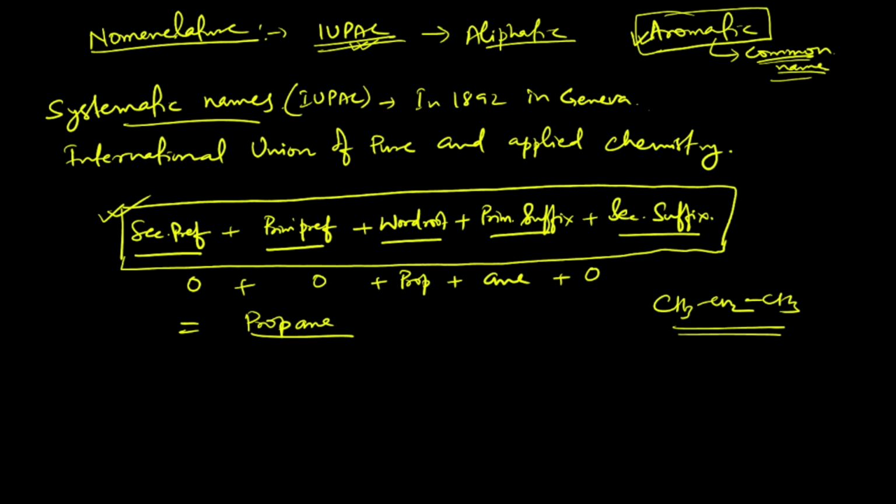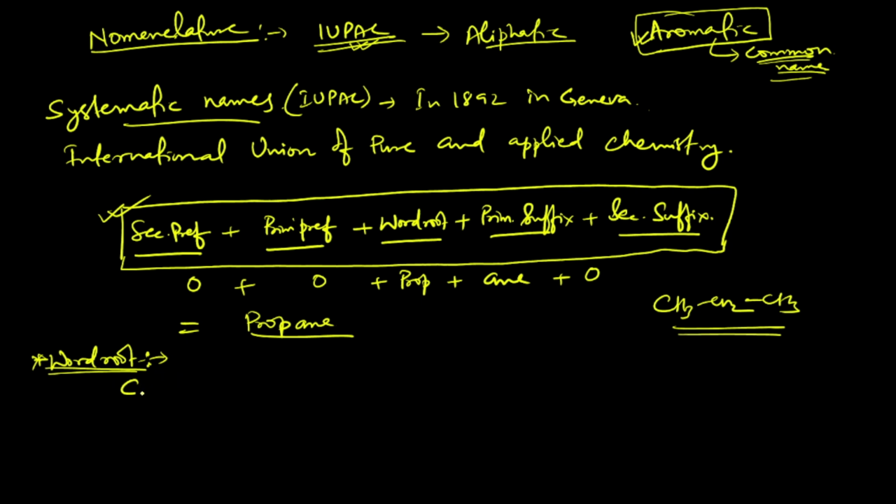So now to go with the rules, first we have to understand the word root. What is the word root, that we will understand. Okay, so first point we are taking word root. Okay, word root or root word. This is the root word. We have to find always the longest chain. That rule also we will discuss. The longest chain we have to find, and in that longest chain, we have to just see how many carbons are there.